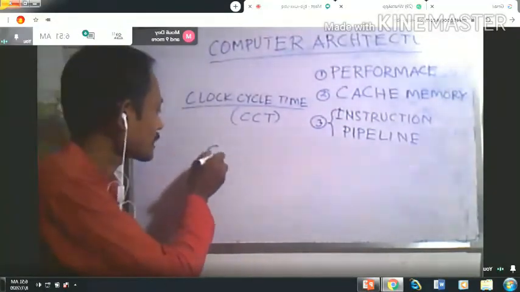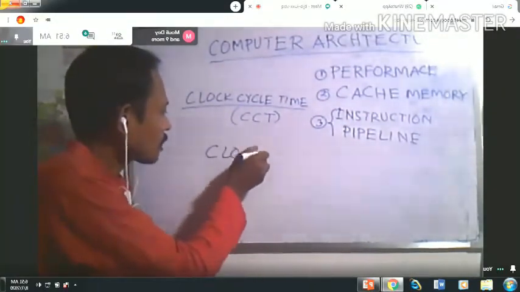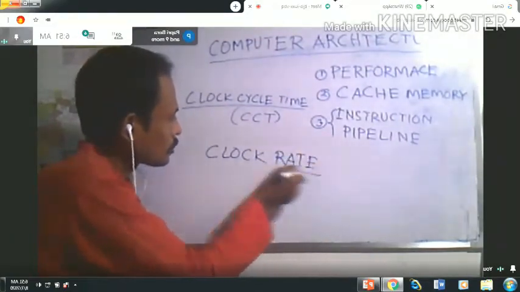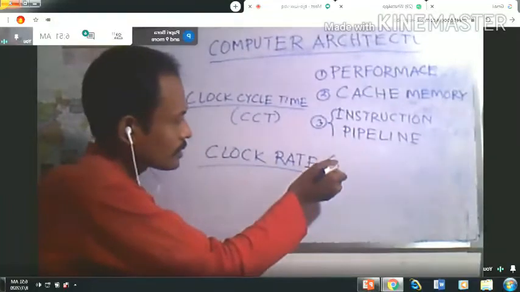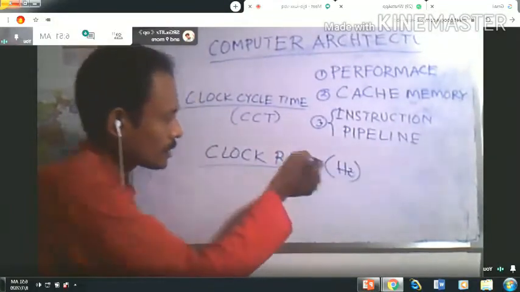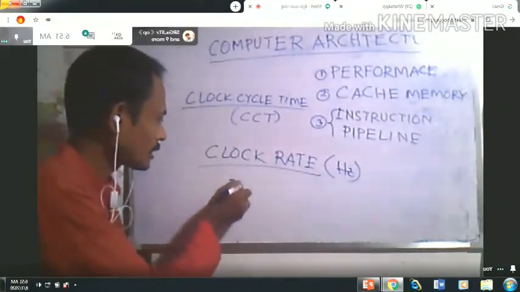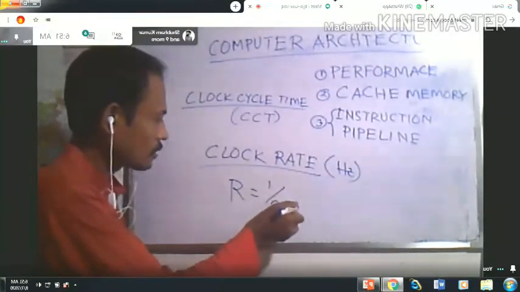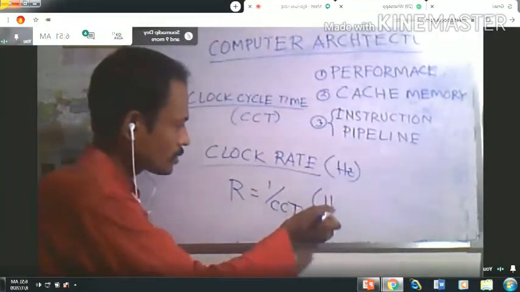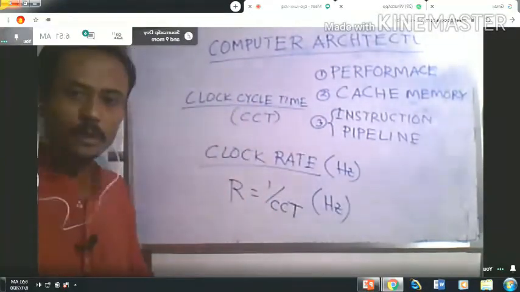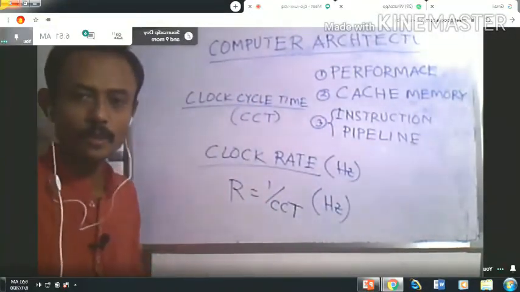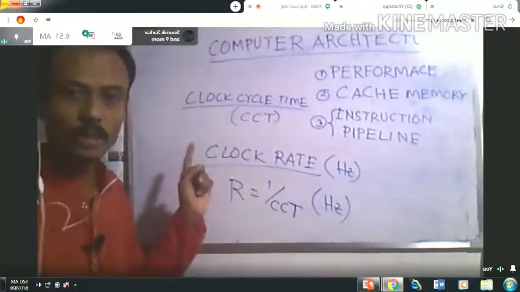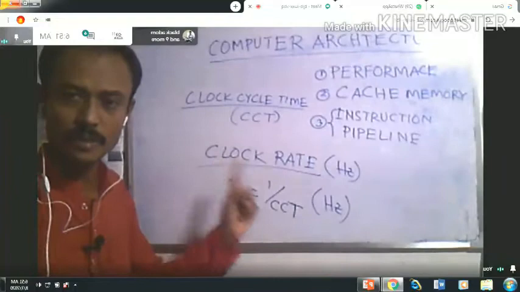What is called the clock rate? So the unit of clock rate is hertz. So clock rate will be 1 by CCT. This is the clock rate, and its unit will be hertz or kilohertz like that. Okay. So number one thing is clock cycle time. Number two is clock rate. These two terminologies are very important.